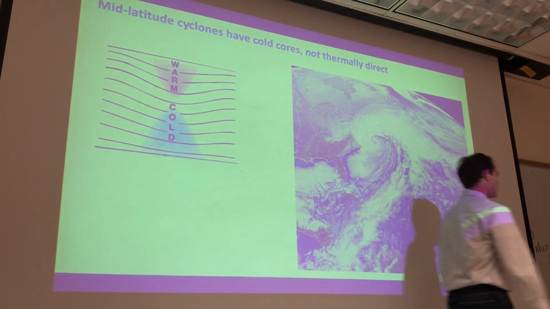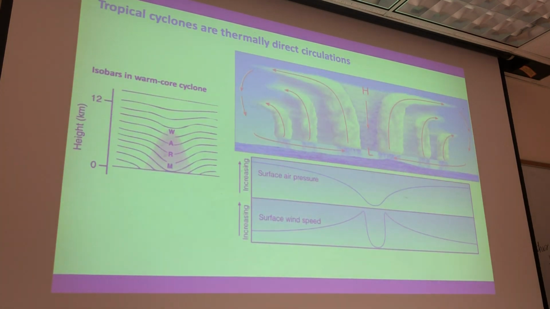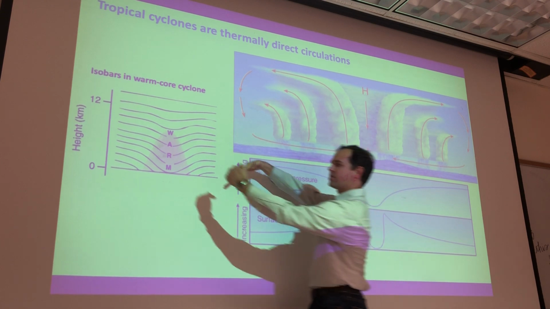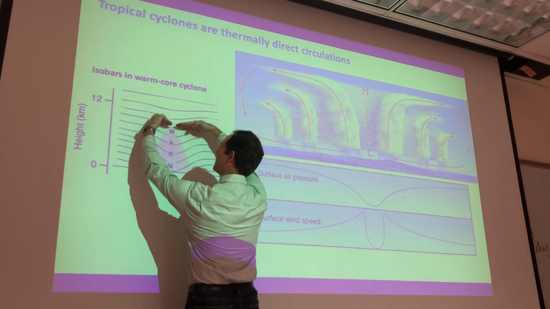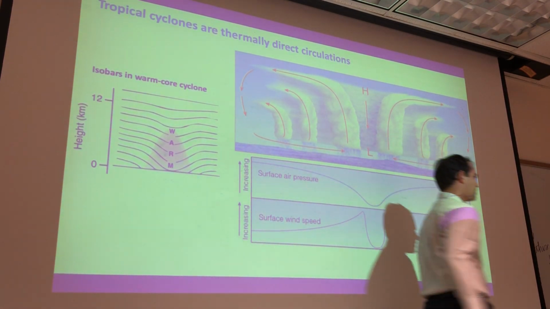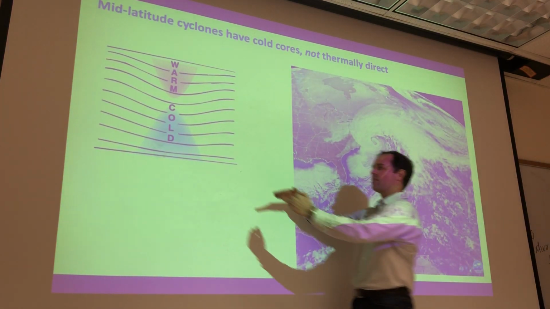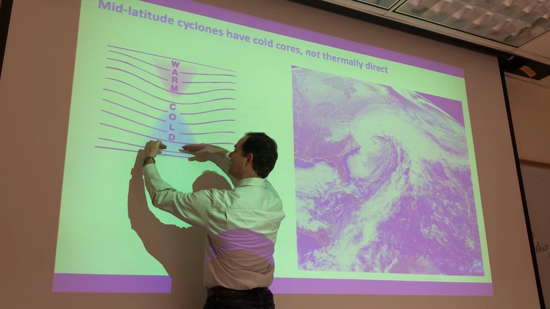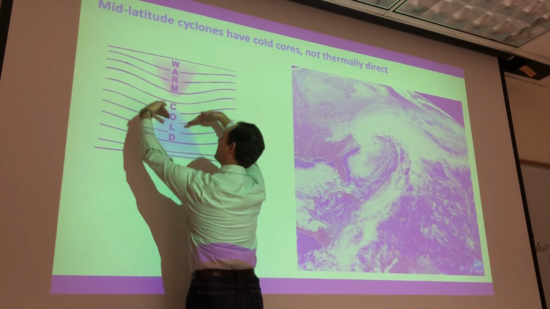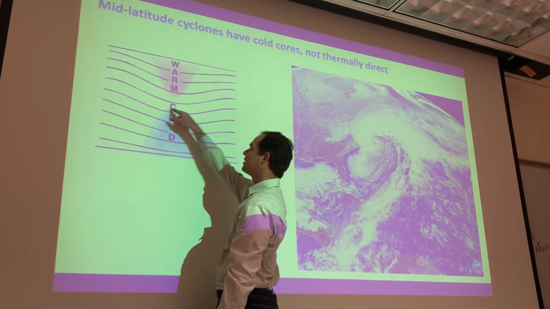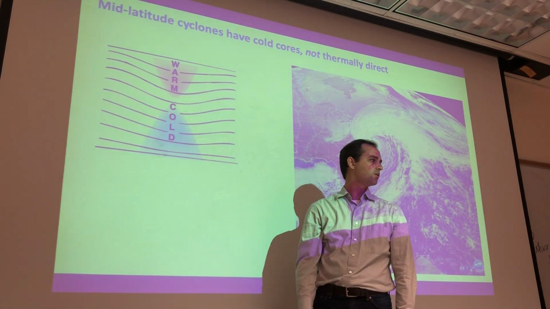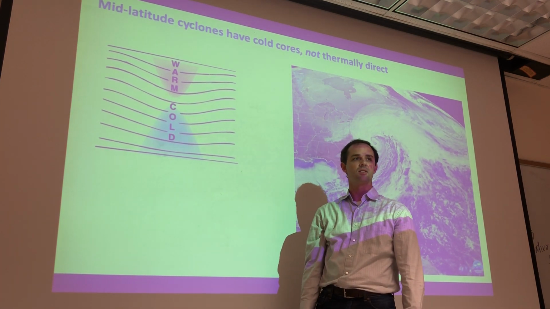We contrast that with this one, where we have strong slopes near the surface, and as you go up, they weaken, weaken, weaken. And we really have the opposite in cold core cyclones. We have relatively weak gradients here. Because this is cold core, the slopes of those isobars increase as you go up in altitude.